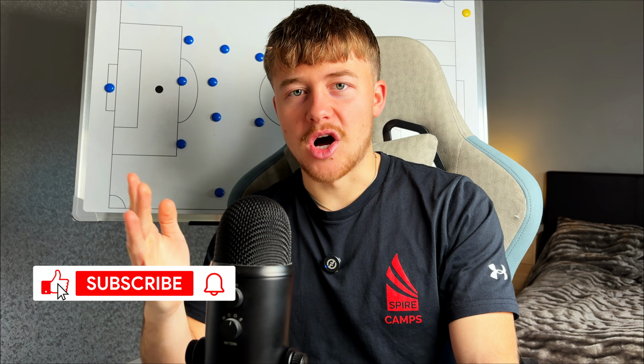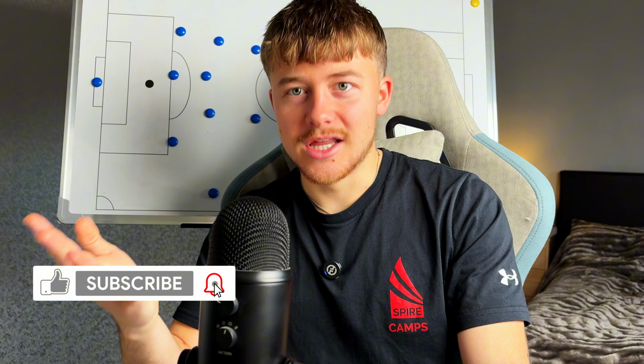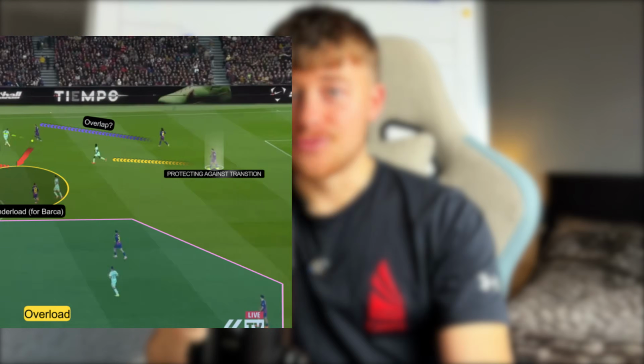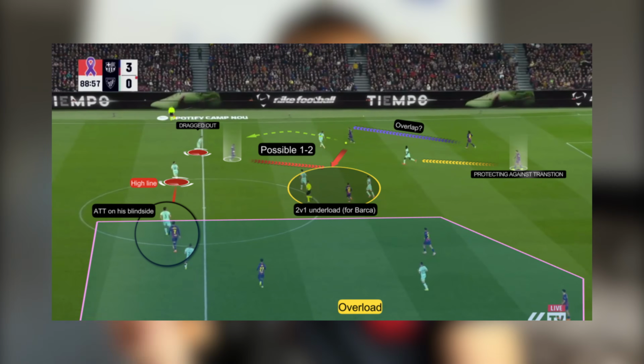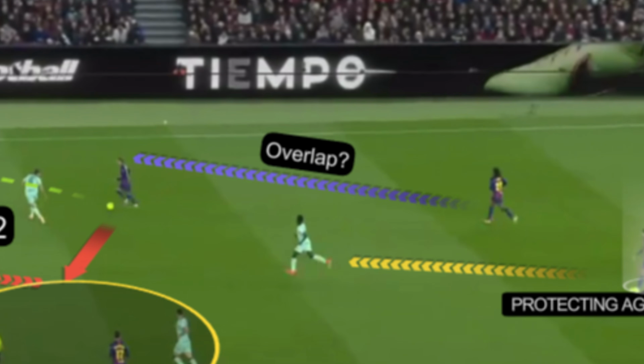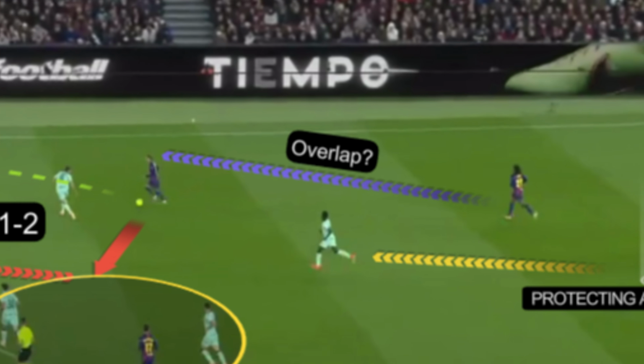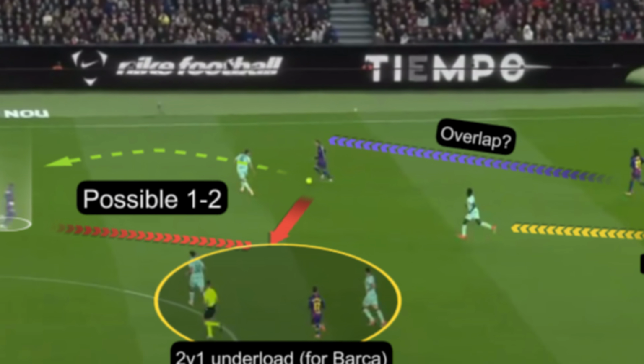But here's the truth. Just seeing the picture isn't enough. You need to understand why each part matters in context to the game and what might happen next. So let's again go through it and try and work out why each part is important. Well, firstly, going back to the bit that you probably saw, this run drags the centre back out of position, which could open up space for the player on the ball now to make a run in behind to create a 1-2.